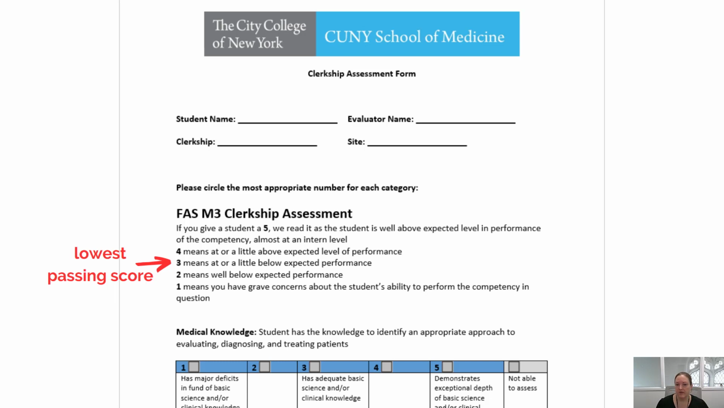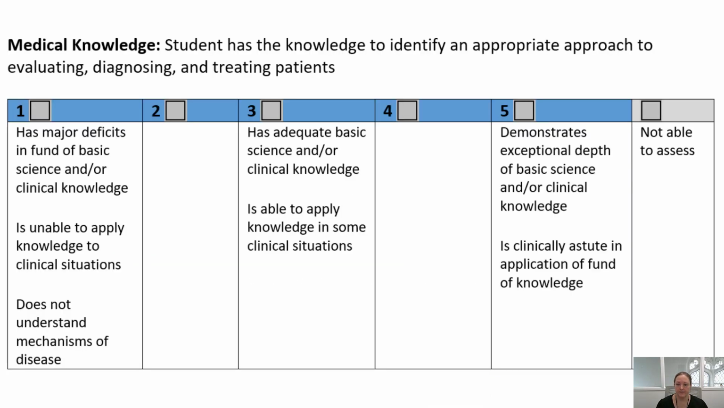Does this mean that if you give a student a 2, they will fail the clerkship? No. It means that students need to average at least 3.0 across all of their clinical evaluations in order to pass the clerkship. You'll see that each of the 12 competencies has anchor descriptions for 1, 3, and 5 level performance to further guide your assessment.